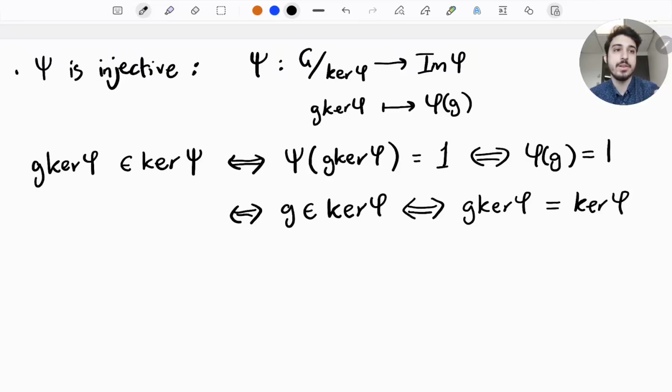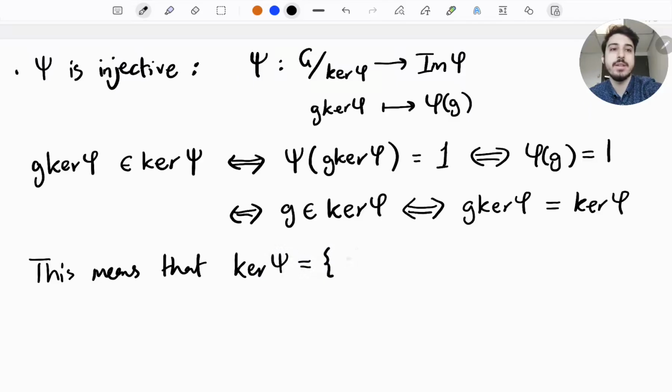So if g ker phi is none other than the identity coset, and it has been taken for any coset g ker phi, then this means that ker of psi contains none other than the identity coset, which is ker psi. And since it contains nothing but that, this means that psi is injective.